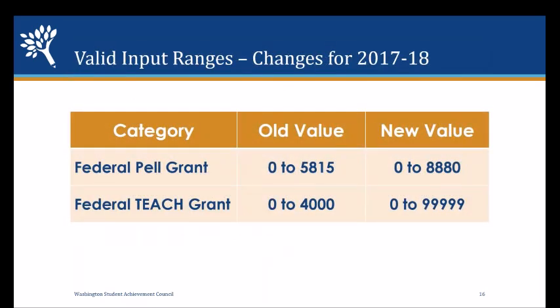Other changes for the federal Pell Grant: our old value was 0 to 5815. The new value is 0 to 8880. We're accommodating the full year Pell. The federal Teach Grant was 0 to 4,000. This year it'll be 0 to 99999.